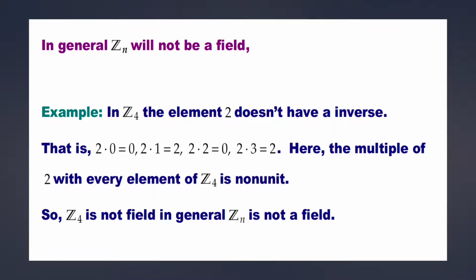In general, Zn will not be a field. For example, in Z4, the element 2 does not have an inverse. That is, 2·0 is equal to 0, 2·1 is equal to 2, 2·2 is equal to 0 and 2·3 is equal to 2. Here, the multiple of 2 with every element of Z4 is a non-unit. So, Z4 is not a field. In general, Zn is not a field.